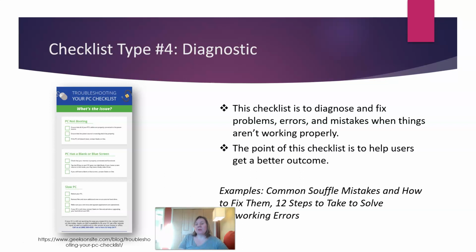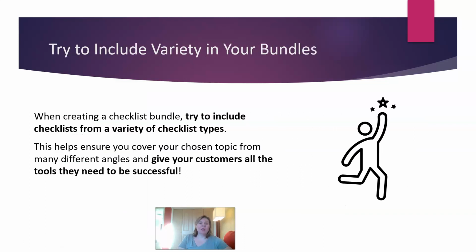A couple of other examples are things like common souffle mistakes and how to fix them. A lot of computer things lend themselves well to diagnostics because you need to start somewhere, but you're not sure what the problem is. So as you can see, checklists themselves actually follow a wide variety of styles. It's not necessarily just a step-by-step instruction manual.